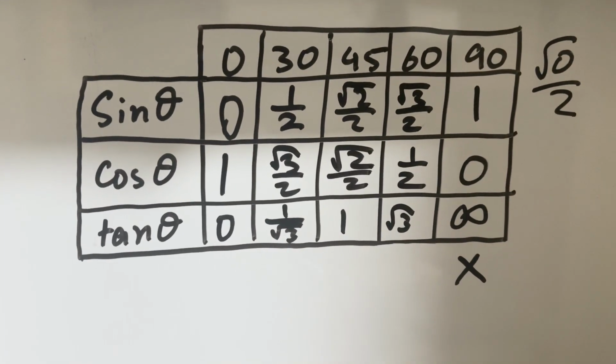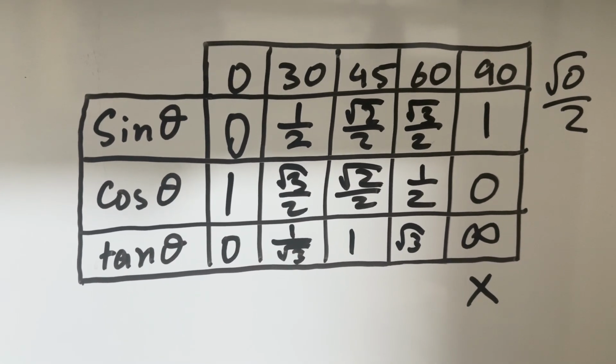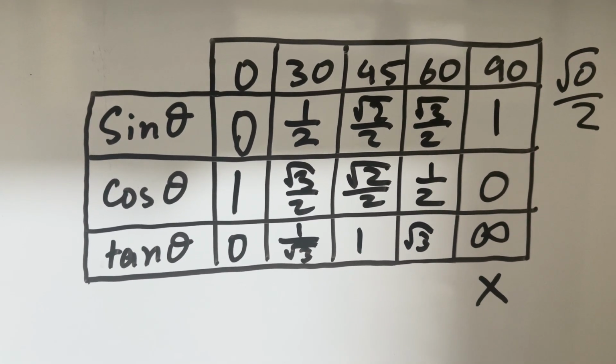That's a super easy and simple way to find the exact trigonometric values of 0, 30, 45, 60, and 90 for sin theta, cos theta, and tan theta.